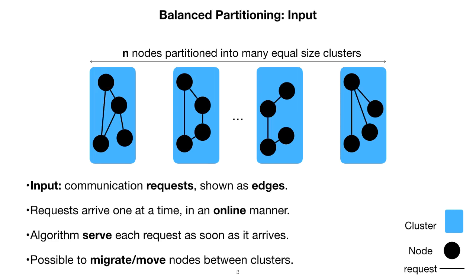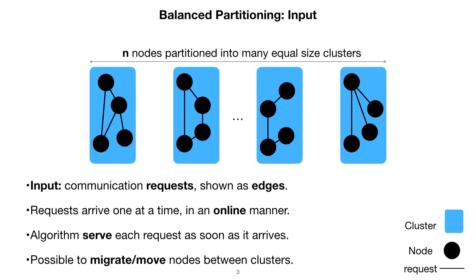The input to the problem is a sequence of communication requests. Each request is simply a pair of nodes which we depict as a graph edge. Requests arrive online, meaning an algorithm at any time does not know about the next or any future request. Moreover, the algorithm must serve a request as soon as it arrives. Here we don't care what it means to serve a request. All we care is the cost of serving the request.